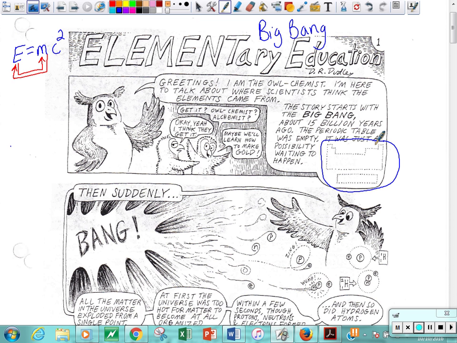So, how long ago did the Big Bang happen? 15 billion years ago. 15 billion years ago, the Big Bang happened. Okay, so then suddenly, bang! Let me see if I can scroll down a little bit so we can read that part at the bottom.